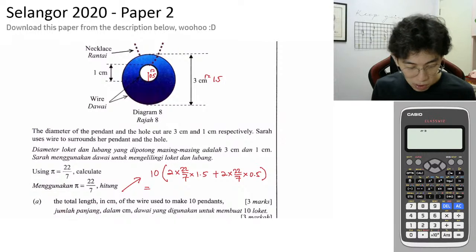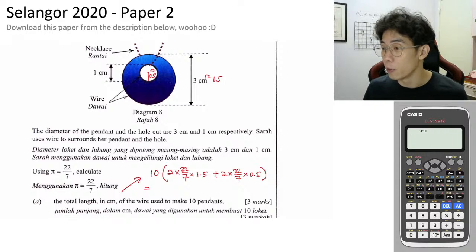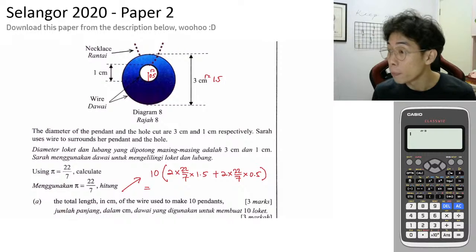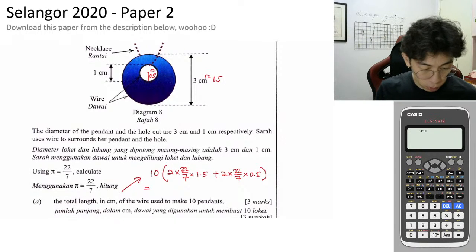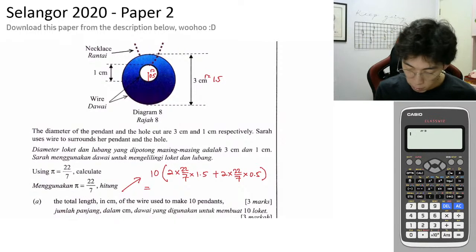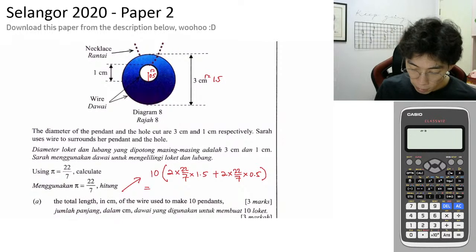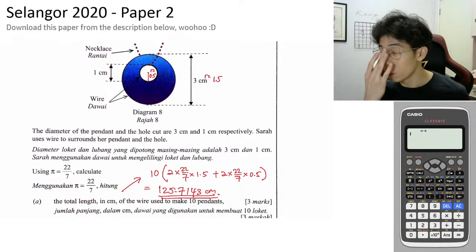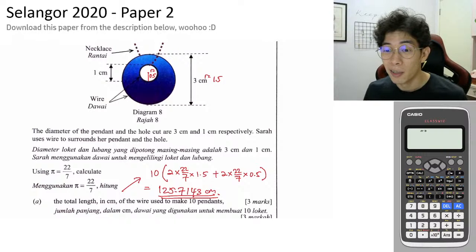I know why students say Selangor paper very hard. Do you know why? A lot of decimal points. Okay, 2 times 22 over 7 times 1.5. Then plus 2 times 22 over 7 times 0.5. And then times 10. No wonder lah. You see this one has more decimal points. So I'll put 4 decimal points. So you want to put how many decimal points? Up to you.